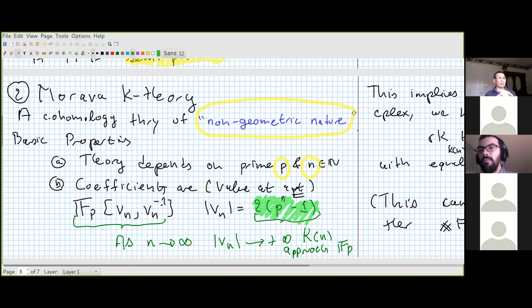Kn is not a commutative ring, again in the sense of the homotopy theorists. Now, its homotopy groups are commutative. So it's really quite a strange object, which is partly why I say it's of non-geometric nature. You're doing some kind of strange algebra.